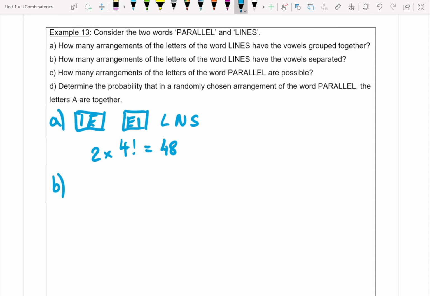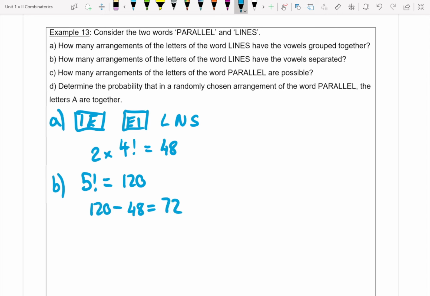To have the vowels separated, again, we just do what we did in the last one, which is take that away from the total ways. So total ways is going to be 5 factorial, which is 120 ways. And then we want to subtract our 48 from that value, which gives us 72 ways in which the vowels are separated.